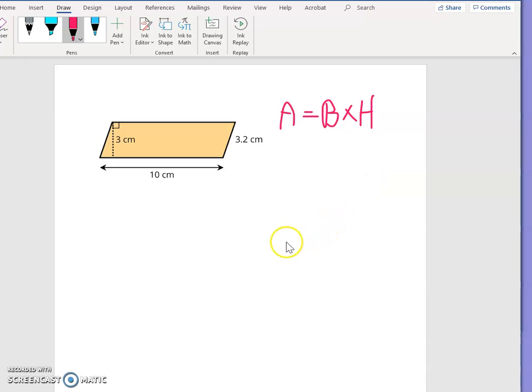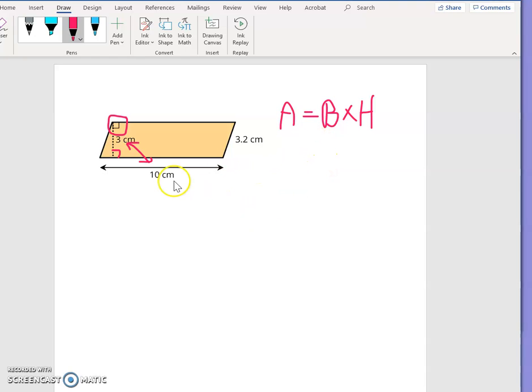So we are going to do base times height. In this shape, we have three different measurements, and we do not want to multiply all three of those numbers. When we're identifying a base and a height, we look for our right angle. The right angle will tell you the correct base and height. So if that top part has a right angle, then this bottom part is also a right angle. So 3 and 10 will be used as our base and our height.